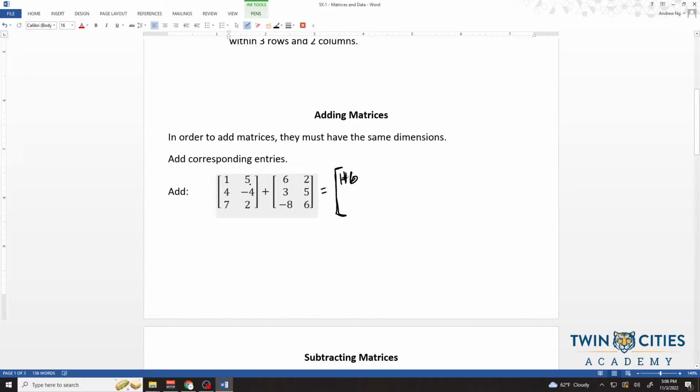Okay, and then 5 plus 2 is going to go top right to top right. Middle left to this middle left, 4 plus 3. Middle right to this middle right, negative 4 plus 5. Bottom left and this bottom left, 7 plus negative 8. And finally, bottom right, 2 plus 6.